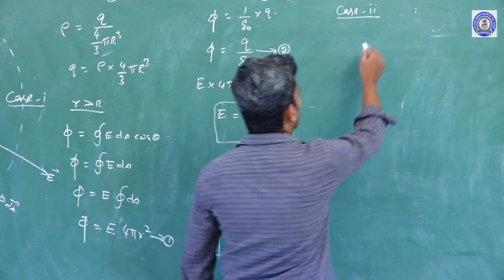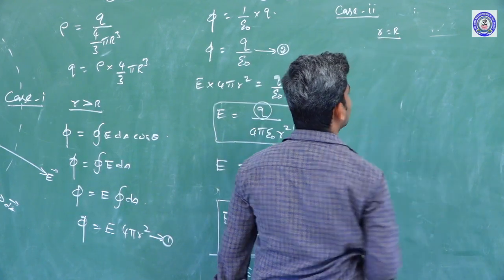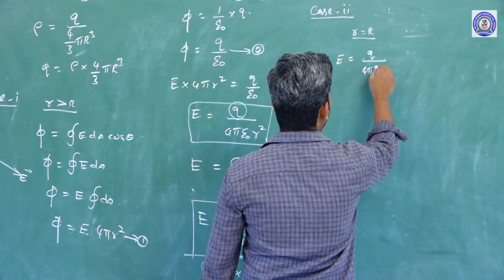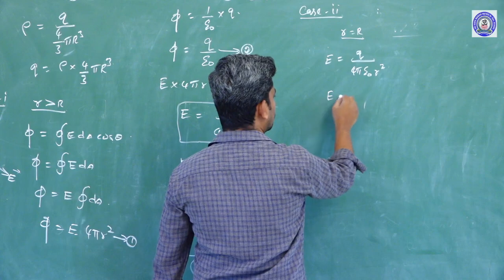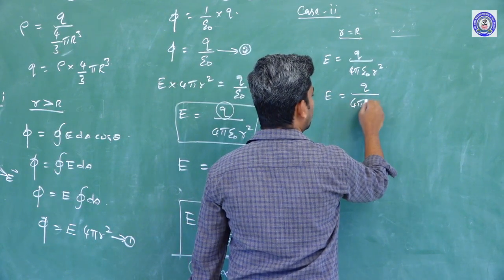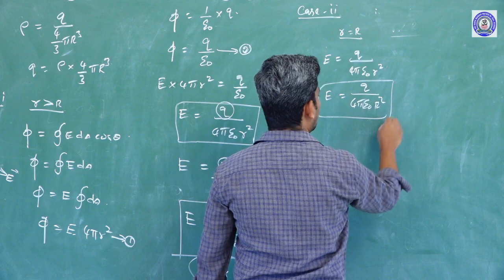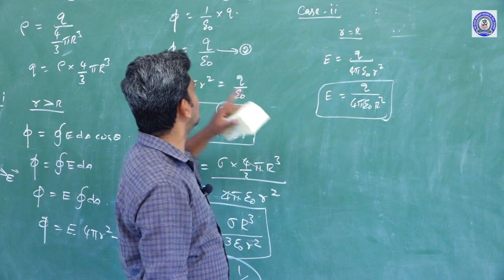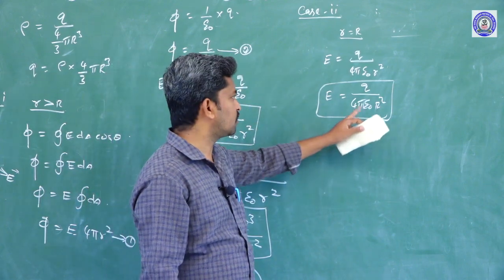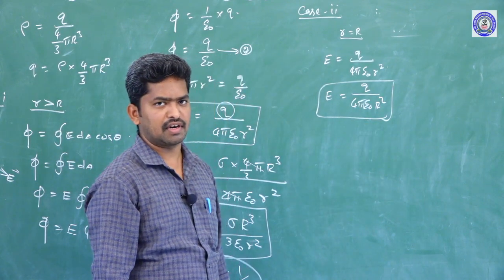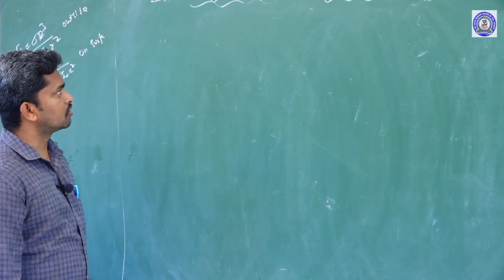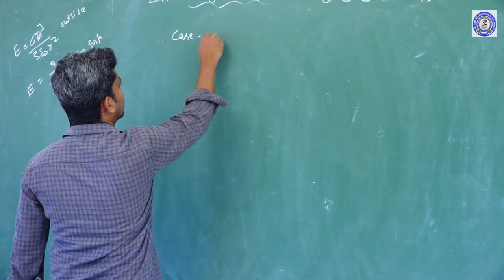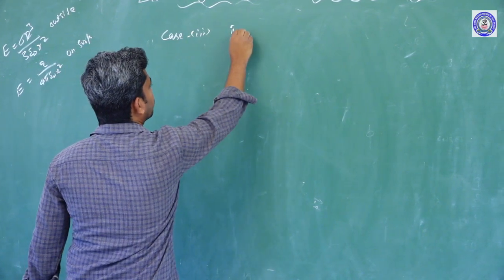And case 2: r equal to R, on the sphere. E is equal to q divided by 4 pi epsilon naught r square. So E is equal to the net charge divided by 4 pi epsilon naught r square on the surface of the non-conducting sphere. So that is the electric field due to a uniformly charged non-conducting sphere on its surface.